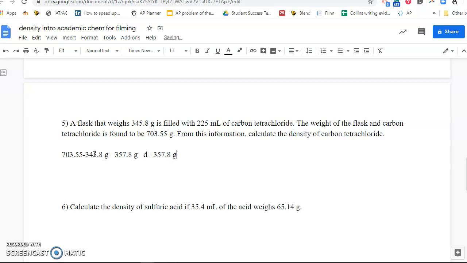So there's 357.8 grams as my mass, divided by my volume of 225 milliliters, and I just divide those out. So we have 4 sig figs divided by 3 sig figs, so that gives me 3 in my final answer. So typically, if you have two quantities of the same unit, you probably have to subtract them. So think about how we collected data in lab.